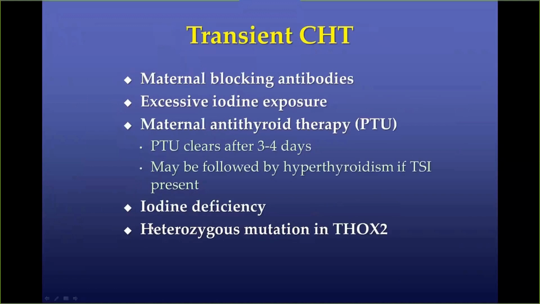Transient congenital hypothyroidism usually happens because of maternal blocking antibodies or excessive iodine exposure. If a mom is on propylthiouracil or any antithyroid therapy, it takes a while to clear, 3 to 4 days. So that's something to pay attention to. Iodine deficiency and heterozygous mutations, those all could cause transient congenital hypothyroidism.